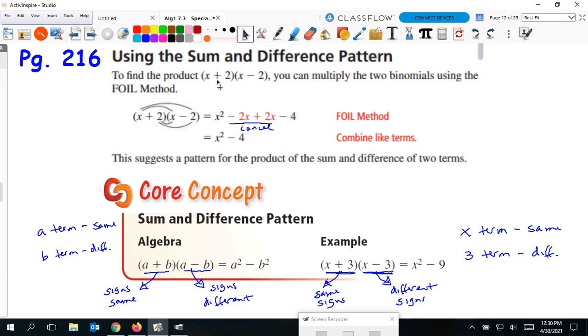When you actually do this with either the FOIL method or any of the other methods we did in the last lesson, you get four terms, and you're going to notice you cancel the two middle terms. Negative 2x and positive 2x combine and cancel out, so there is no middle term now. You're just going to have x squared and the minus 4 in your answer. What we would call that is a difference of two squares. So a sum and difference pattern will multiply and give you a difference of two squares. That's what we end up getting.